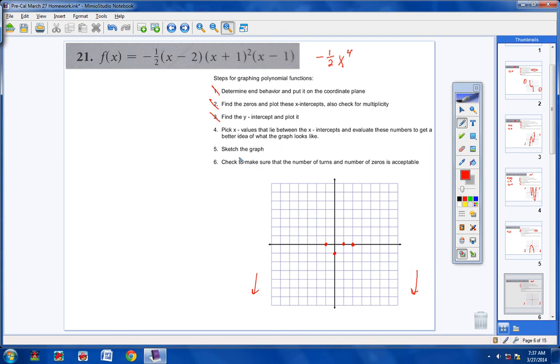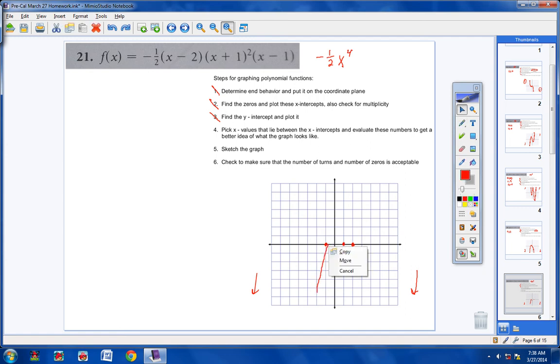Now let's pick some x values between the x-intercepts. Now before I do that, I'm going to kind of get an idea. It looks like the graph's going to be going down. It's going to hit here. It should go up. That's my tangent one right there, isn't it? Negative 1 is my special x-intercept. So it will not continue up and then come down. It will not do that. It's going to hit here, come back down.